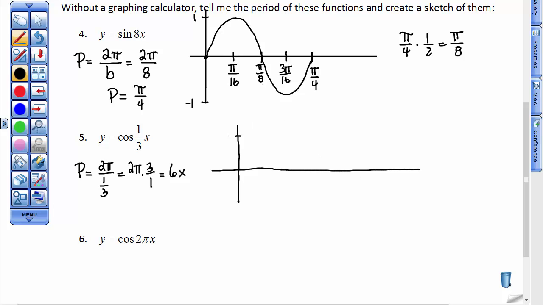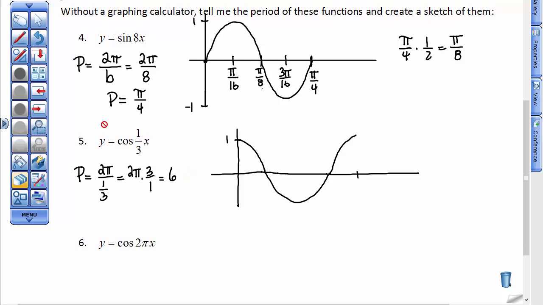Remember, a cosine curve starts up here at 1 and it goes down to the x-axis. Then it goes down again and comes back to the x-axis, and this is where it would start to repeat again. Back here I have to go back and fix this. I wrote 2 pi over 3 is 6x. I meant 6 pi. So let's fix that. And now the period of this function is 6 pi right here.